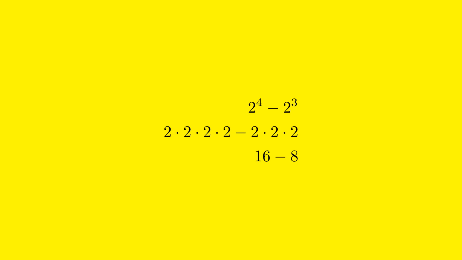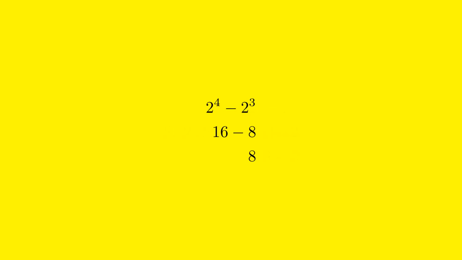Next, we calculate the second term, 2 raised to the power of 3. This means we multiply 2 by itself 3 times. 2 times 2 times 2 equals 8. So the expression 2 raised to the power of 4 minus 2 raised to the power of 3 is now transformed into 16 minus 8.